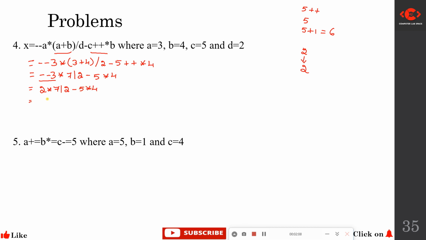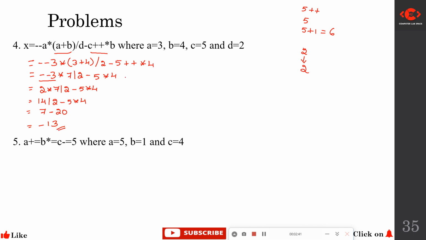Is it clear? So 2 into 7 by 2. Now it is easier for us to solve it by left to right, since multiplication, division, multiplication, we have all three operators as the same precedence or same priority. All right, 2 into 7, that is 14. 14 divided by 2 minus 5 into 4. You can write as it is, or else you can directly write it as 20. So 14 divided by 2, that is 7. 7 minus 20. So the answer will be minus 13.